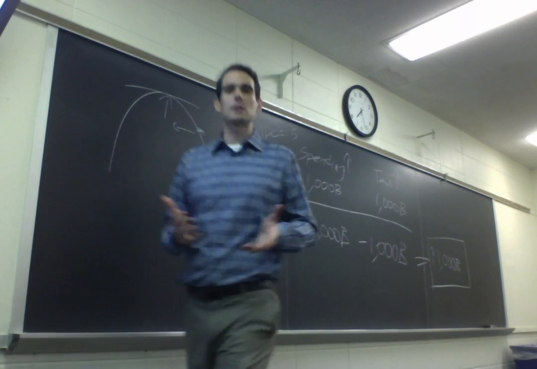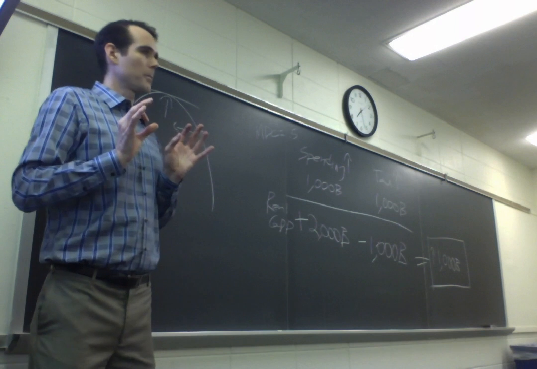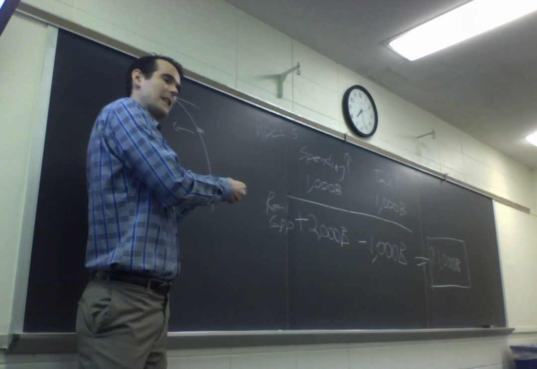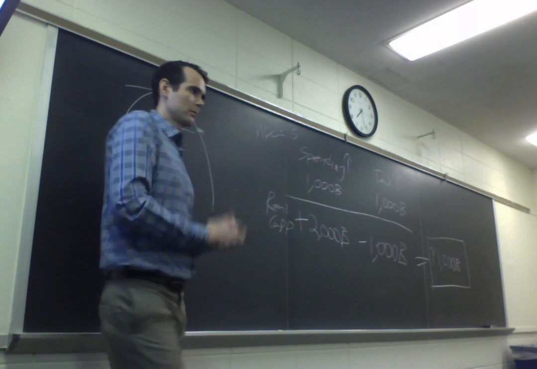Now, what happens if the government operates at a budget deficit over and over again? Each year, we're at a deficit. What happens?